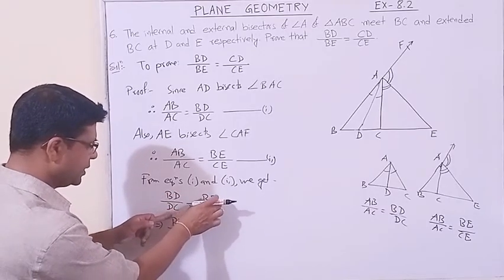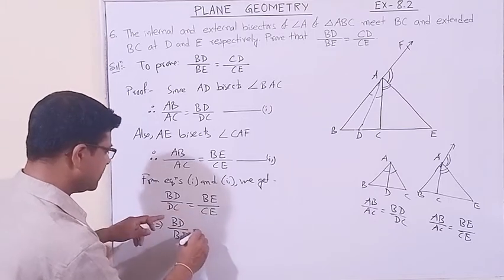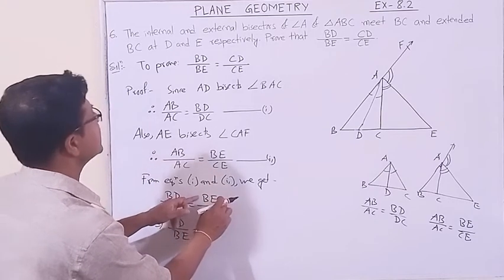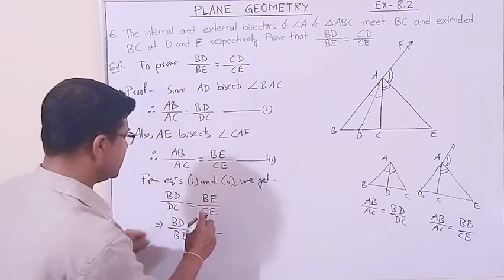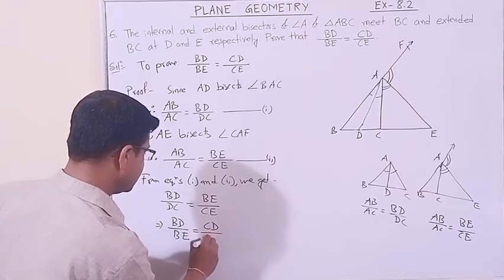Their product will remain the same. But this B can be easily brought. If we have brought it here, then this DC we have to take there. This DC they have written as CD. DC and CD is the same thing, no issue. CD, and this is CE.